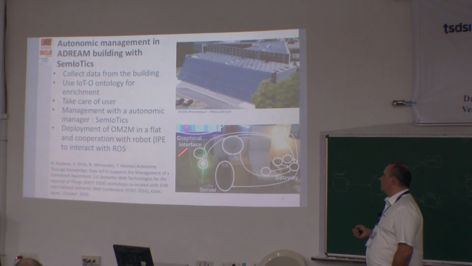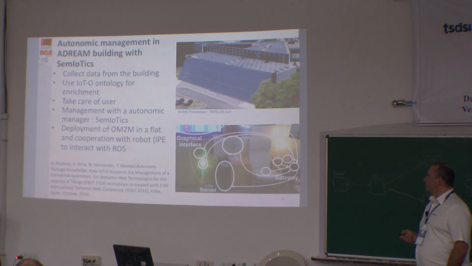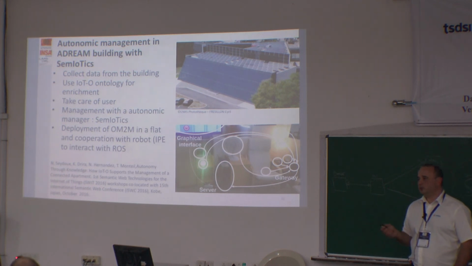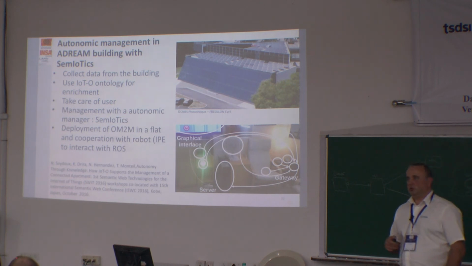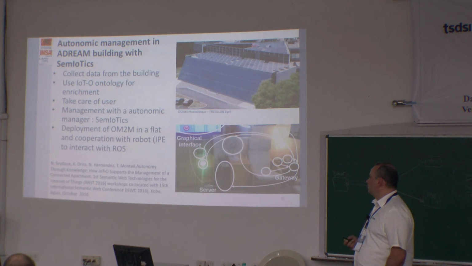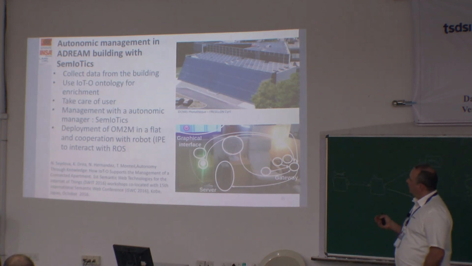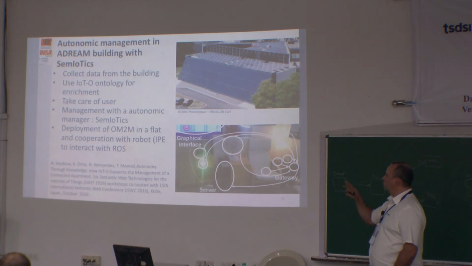In the flat, we have also deployed some autonomic management of sensors and actuators, and we also cooperate with robots. In robots, there is an open operating system called ROS, which is also based on publish-subscribe. We have a specific interworking proxy that talks with the ROS system, and with this, the robot can go inside the flat, discover sensors and actuators, then communicate with oneM2M, and start to manage the whole flat.